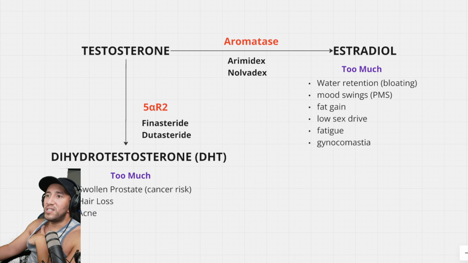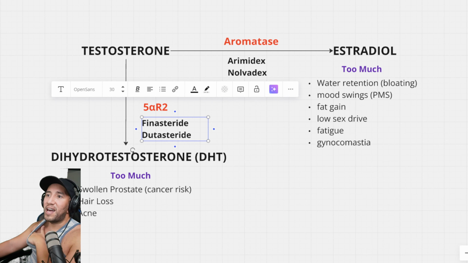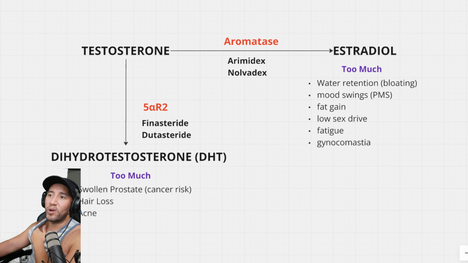Then for your DHT blocking drugs, you'll have finasteride and dutasteride. Finasteride is pretty much the one that you always want to use. Dutasteride is extremely strong. That's for somebody who wants to go the strong route, but you might block too much DHT with dutasteride.